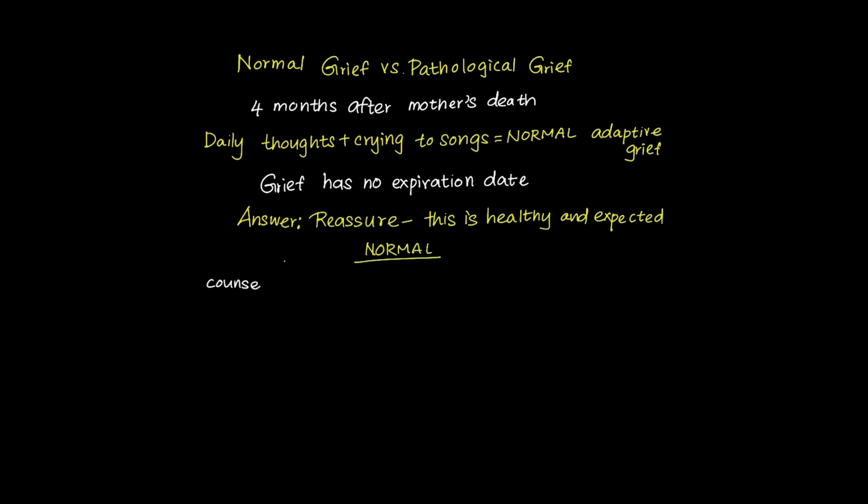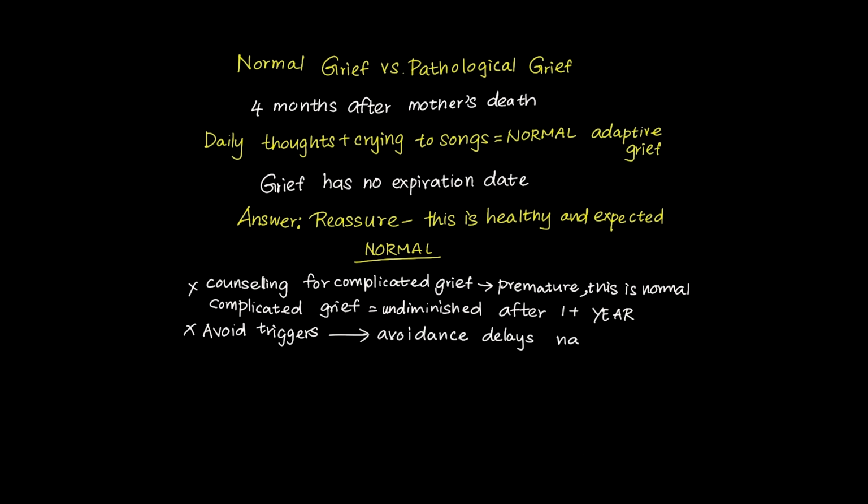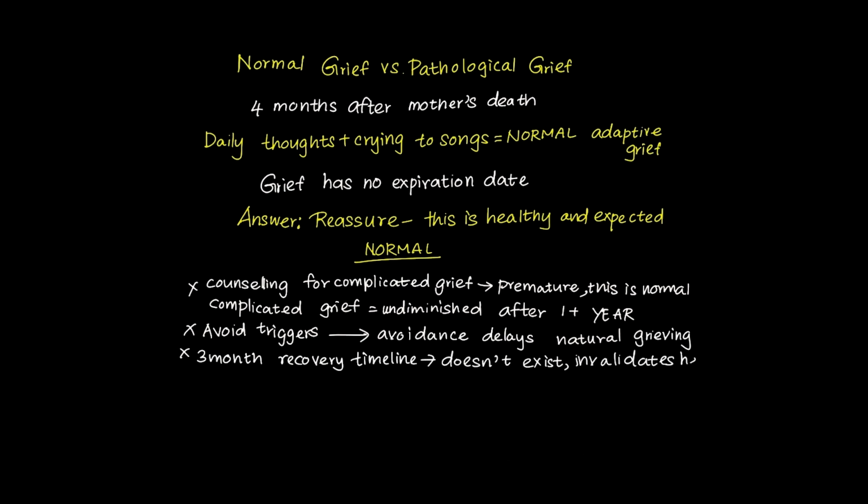Recommending counselling for complicated grief is premature and potentially harmful here. Complicated grief is diagnosed when mourning remains undiminished after the first year and disrupts daily functioning. 4 months of daily thoughts and occasional crying doesn't come close to that threshold. Suggesting she avoid triggers like her mother's music is actually counterproductive. Avoidance delays the grieving process. Encountering reminders and feeling emotions about them is part of how grief resolves naturally. And telling her most people recover within 3 months? That timeline doesn't exist. Saying it would invalidate her experience and pressure her to suppress healthy emotions.